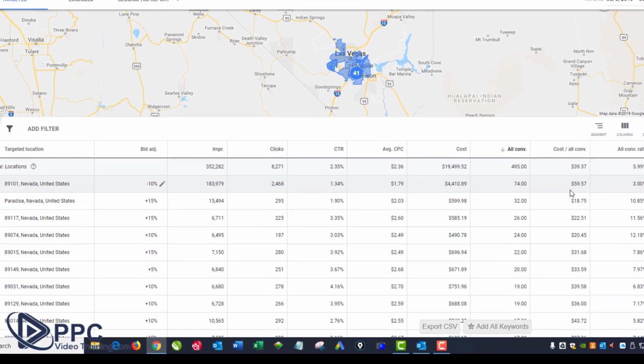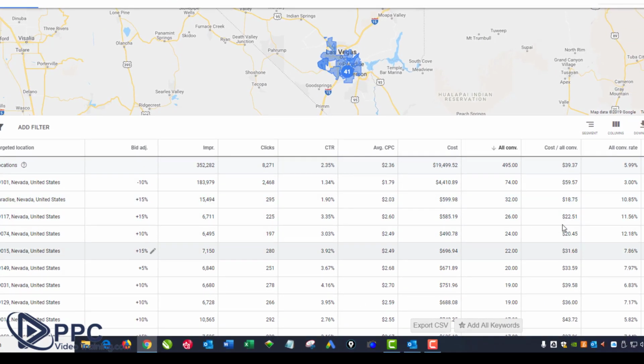If you see one of these cost per conversions getting way out of control, so let's say we've got $18 here, $22, $20, $31. This one's getting a little bit high, but I happen to know that there were a lot of phone calls that came out of that area as well.